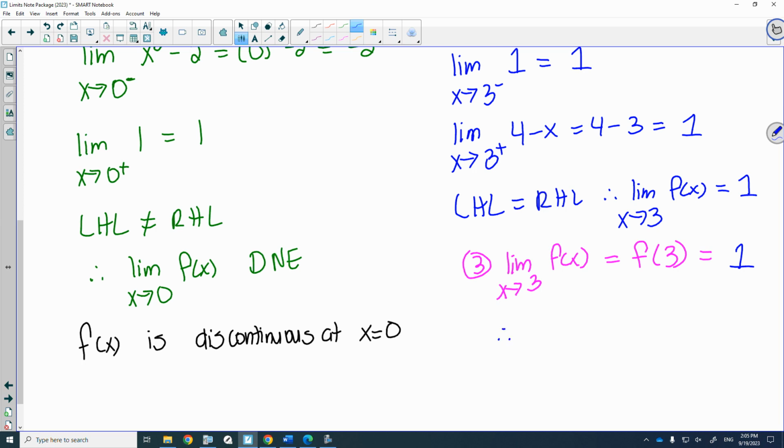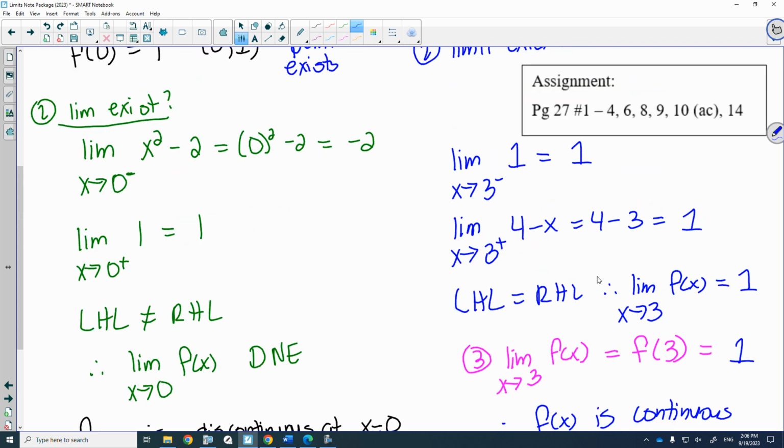Therefore, f of x is continuous at x is equal to, what were we checking? 3. So it was discontinuous at one point on the graph, continuous at the other point on the graph, but overall, discontinuous here, continuous here.